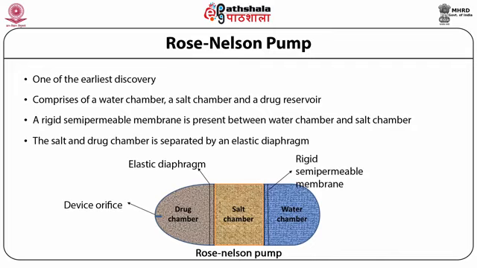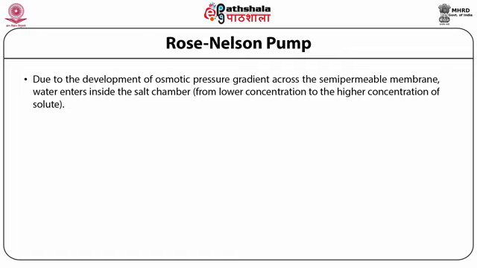The dissolved salt creates osmotic pressure, and this pressure is exerted on the elastic diaphragm, and this membrane is expanding. Because of this expansion, it pushes the drug through the device orifice and leads to the release of the drug. So there is development of an osmotic pressure gradient across the semi-permeable membrane; water moves into the salt chamber from the low concentration to the higher concentration of solid, which is the basic concept of osmosis.